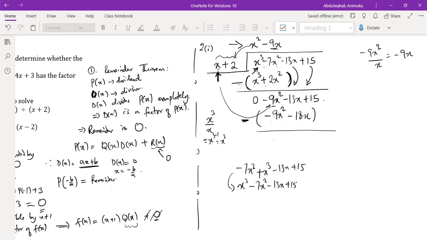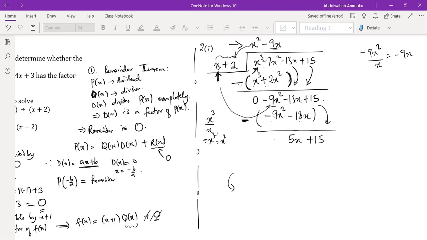Then the next one will be minus 13x plus 18x. Minus 13x plus 18x, that is 5x. And finally, we bring this term here because there's nothing to subtract from 15. So we have plus 15. Okay. So what happens finally?